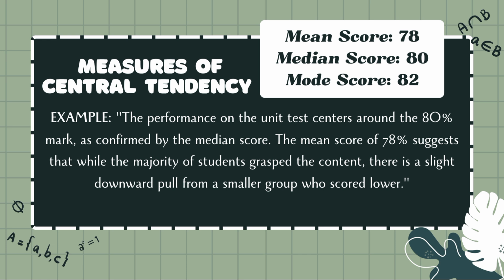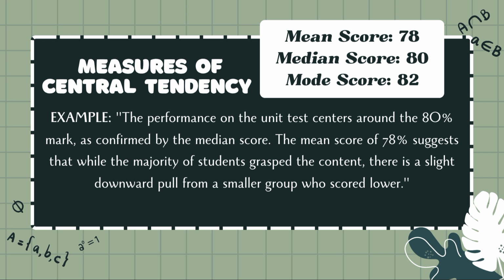Since the mean 78 is lower than the median 80, it indicates a negative skew in the data distribution. This downward pull means there are likely a few students who scored significantly lower than the rest of the class. Very low outliers. These low scores drag the overall average down from the true center 80 towards 78.